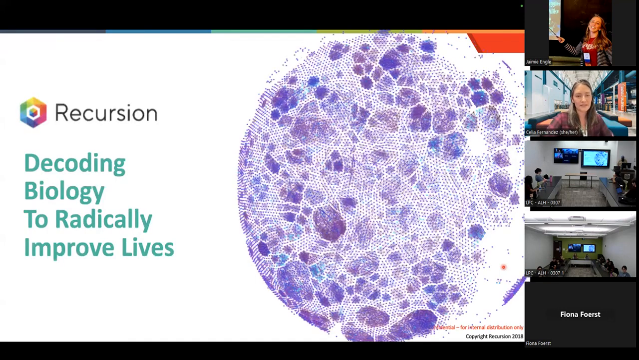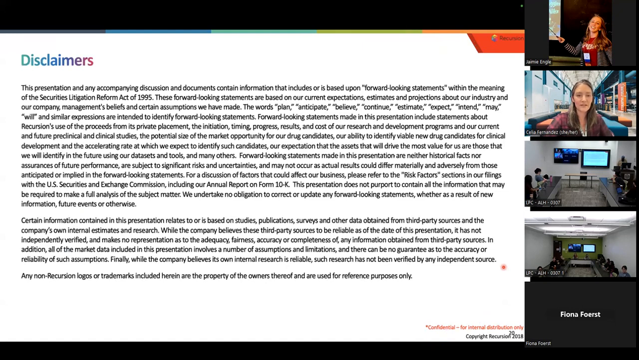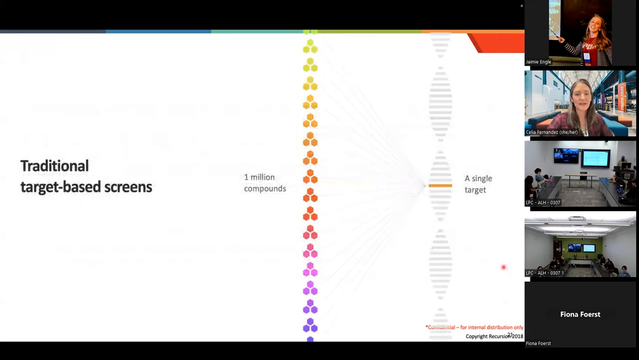And so now I have these fancy Recursion slides that were approved by our legal team to show you. There's this disclaimer that I have to show you. It's all quite silly. There's nothing proprietary in here, I promise you.